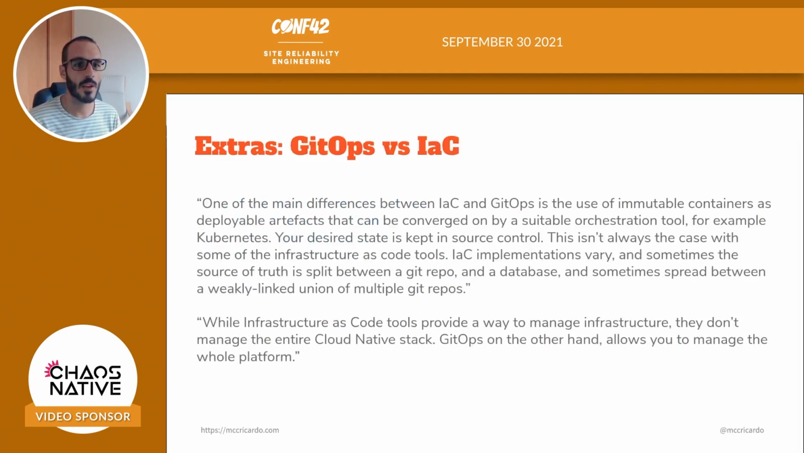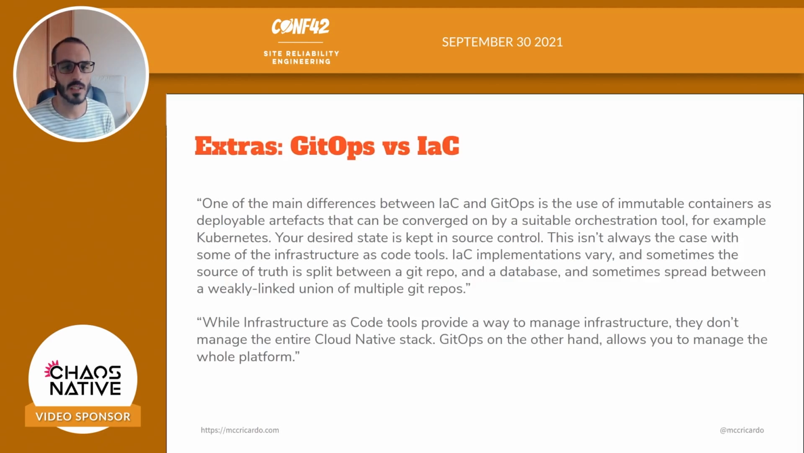Another question that usually arises is GitOps versus infrastructure as code. One of the main differences between infrastructure as code and GitOps is the use of immutable containers as deployable artifacts that can be converged on by a suitable orchestration tool, for example Kubernetes, as we've seen in the example. So all the desired state is kept under source control.